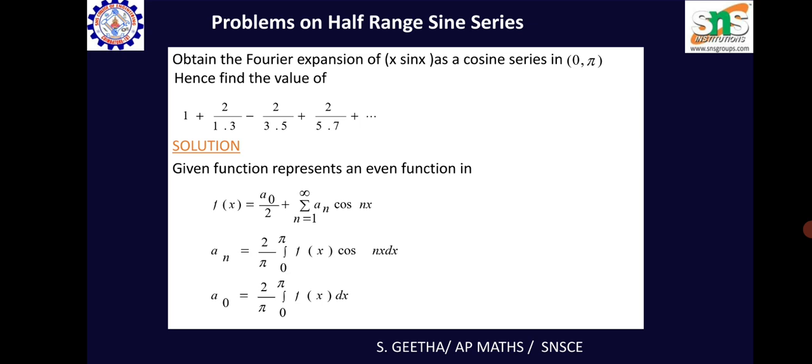Consider the following example. Here we are going to expand x sin x as a cosine series in the interval (0, pi). So, here f(x) will be considered as a0 by 2 plus summation an cos nx. an is calculated by the formula 2 by pi times the integral over 0 to pi of f(x) cos nx dx, and a0 is calculated by the formula 2 by pi times the integral from 0 to pi of f(x) dx.